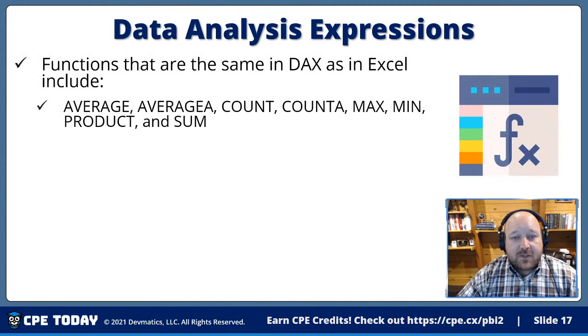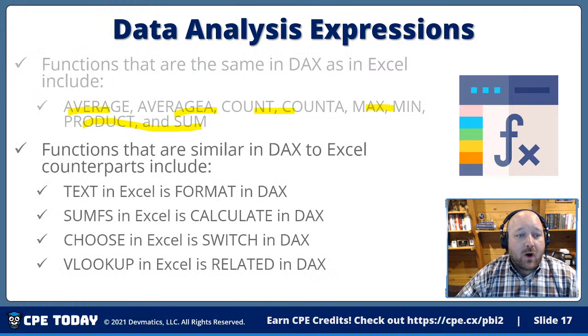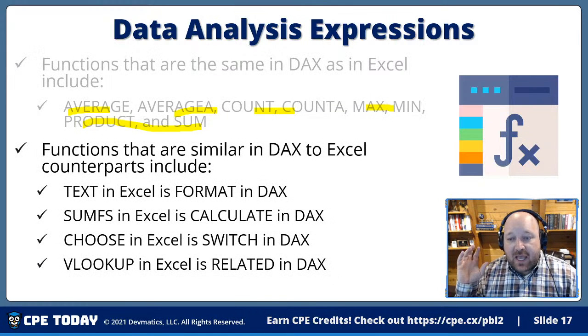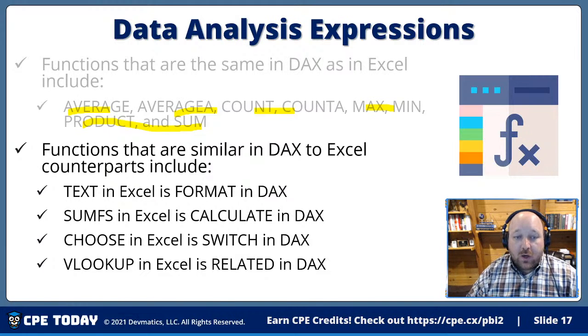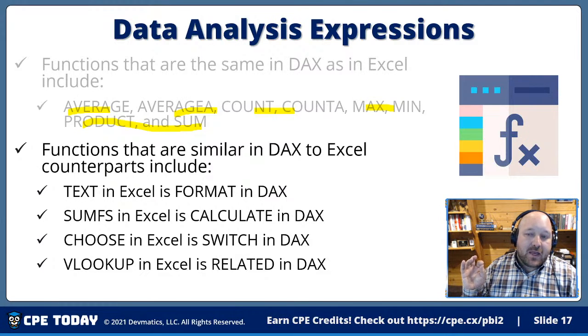So some of these functions inside of DAX are going to be the same. For example, we can use the average function, the count function, the min, the max, the product, and the sum, all our basic arithmetic functions. Good news, they work identically in DAX as they do inside of Excel. However, there are some where the intention and the output is the same, but the way they work is different in terms of they've got a different syntax. They've maybe got a little bit of a different name that we should be aware of.